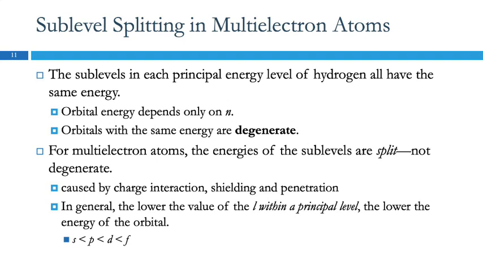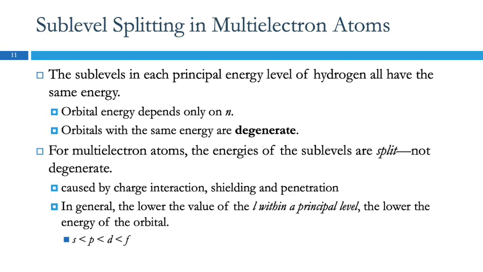In hydrogen, the sublevels of each principal energy level have the same energy. And so the orbital energy only depends on what n is. That's part of why we can do those calculations using that equation, where we're just looking at what n is, and we can calculate the difference between these two energy levels. Because it doesn't matter what sublevel of that energy level the electron is in. We say that orbitals with the same energy are degenerate.